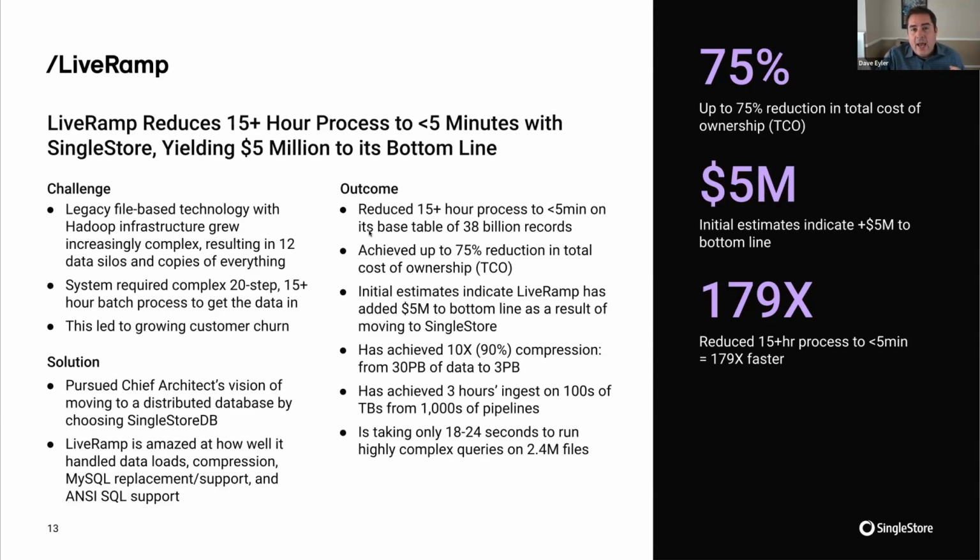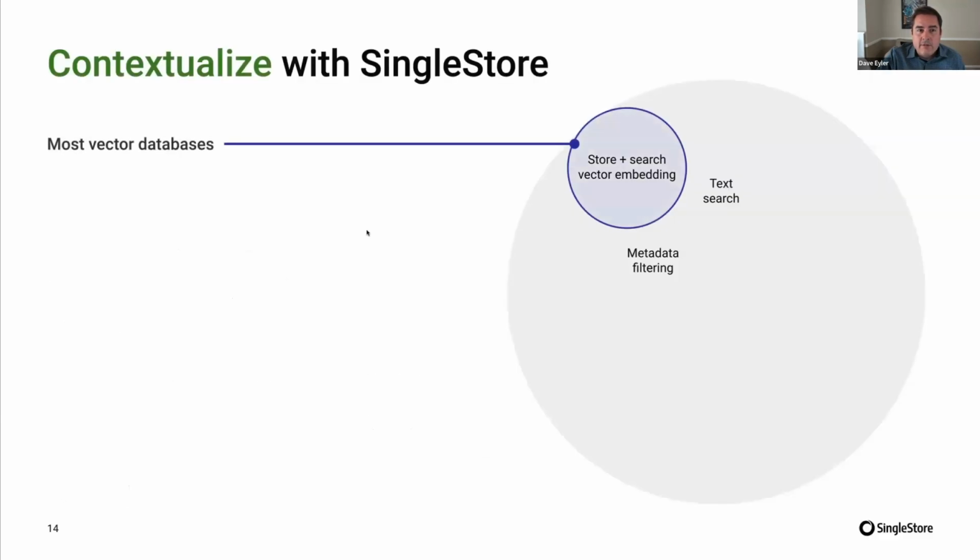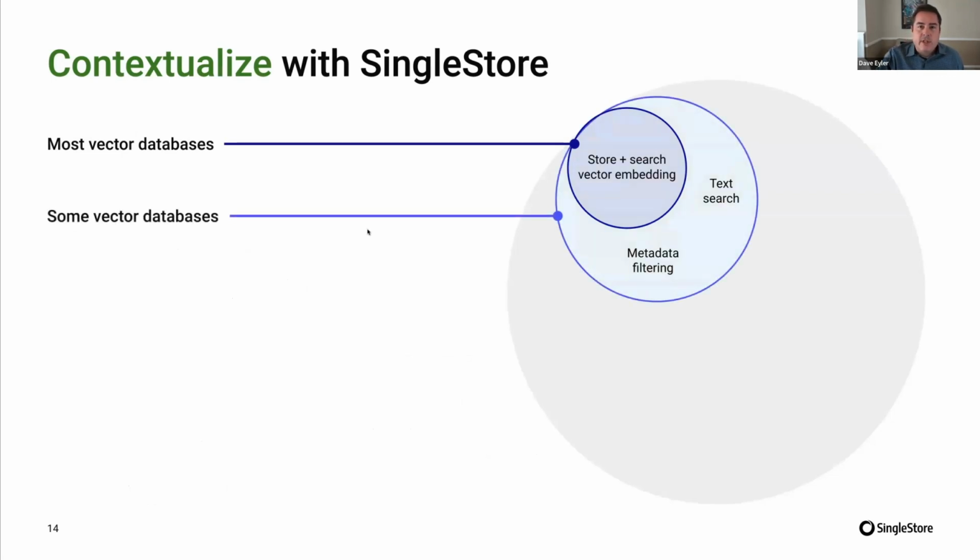All right, now, as if that wasn't enough, let's talk about generative AI. The last piece of the puzzle was to contextualize. There are vector databases out there. Pretty much all of them are going to allow you to store vectors and search them. Some of them, the really advanced ones, might say, oh, and you can do text search as well. Or you can even do metadata filtering, which is just regular SQL filtering. Not all of them have that. Some of them have that.